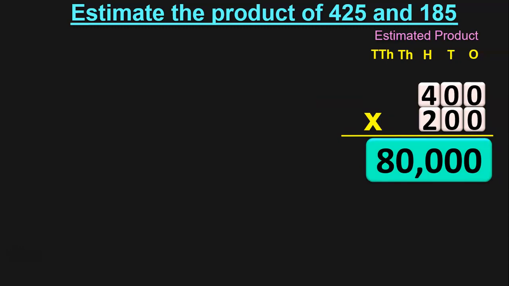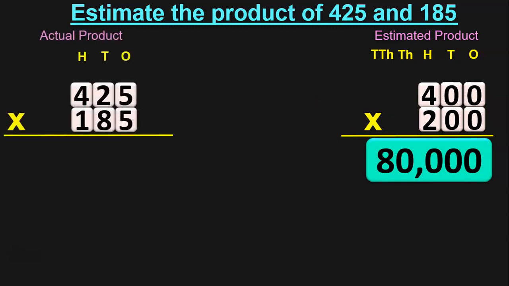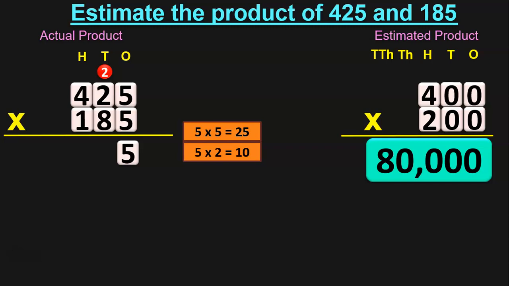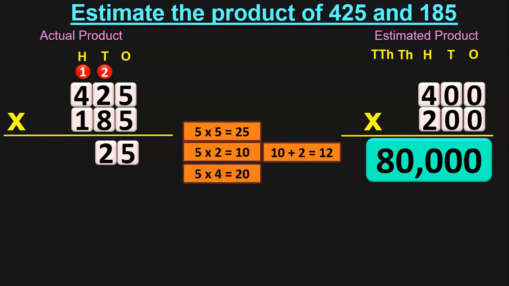Now let us find out the actual product and see if our estimation is correct. Write down the numbers at their appropriate places. 425 by 185. 5 into 5 in the ones place is 25. 5 carry over 2. 5 into 2 is 10. 10 plus 2 is 12. 2 carry over 1. Next, 5 into 4 is 20. 20 plus 1 is 21.